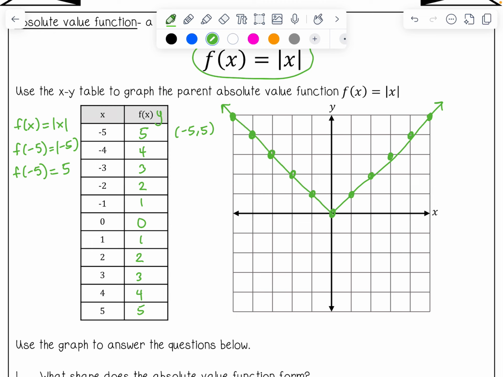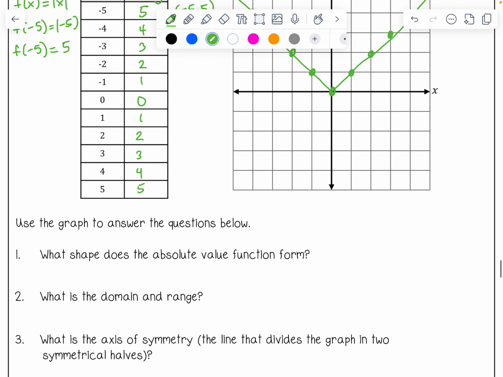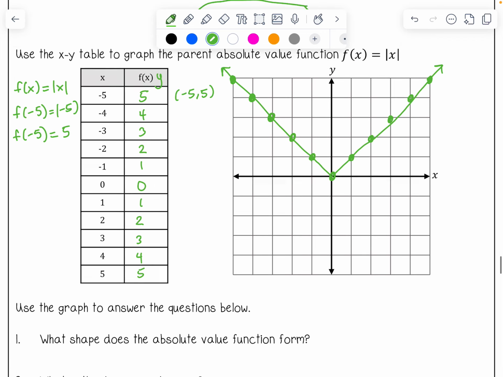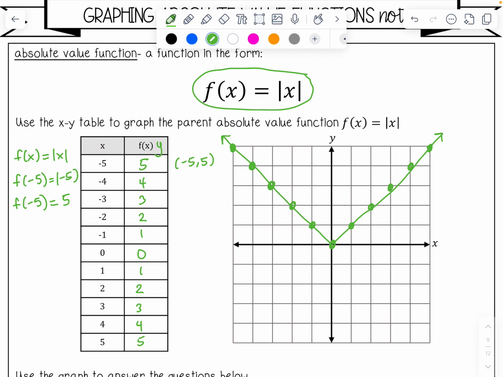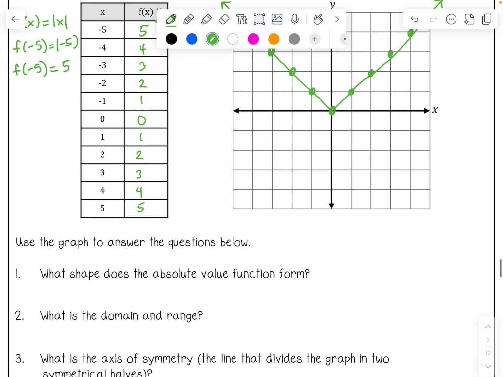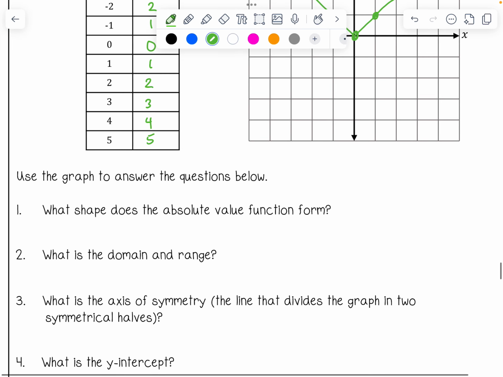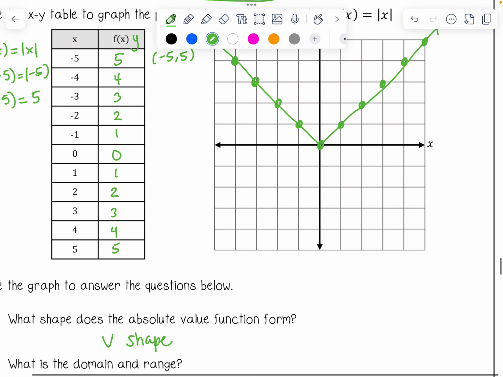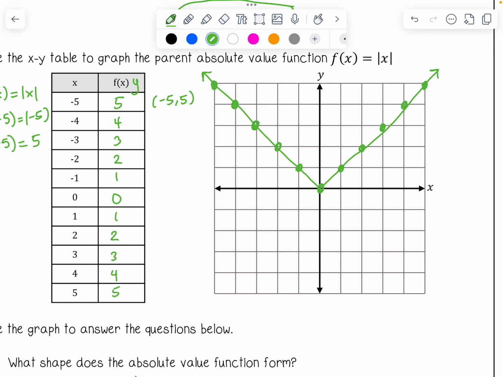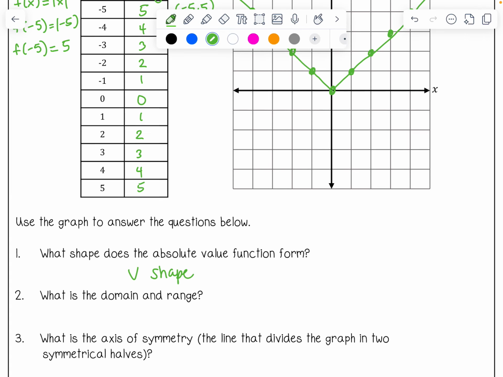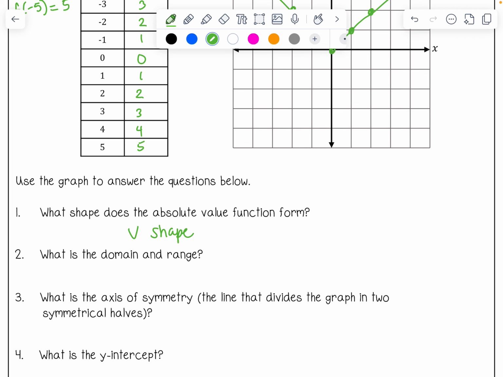And then let's answer the questions below about this graph. So what shape does the absolute value function form? It forms, you can see very clearly, a V shape. So absolute value functions always make a V shape on the graph. Which makes sense because it's never going to go negative. That's why it's kind of like bouncing off of the 0 and going back up, because it always gives you the positive.